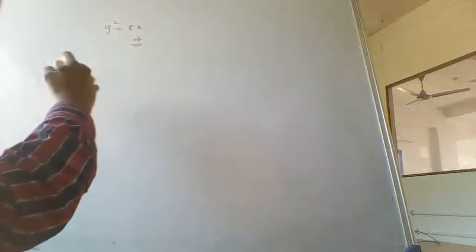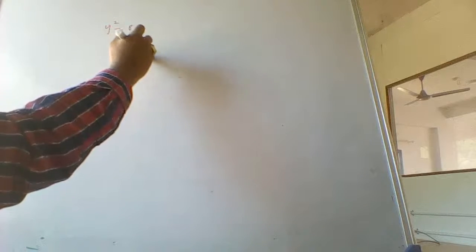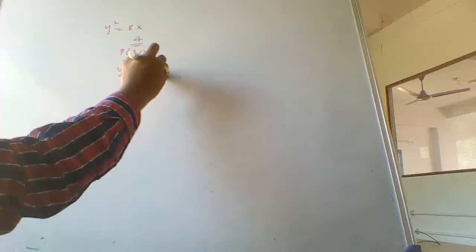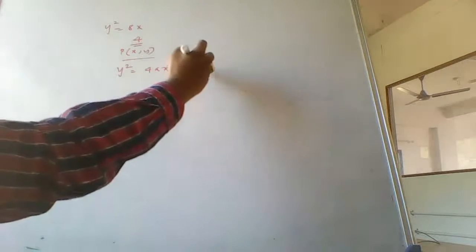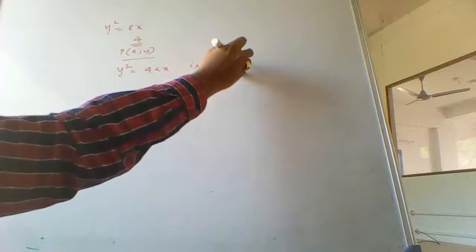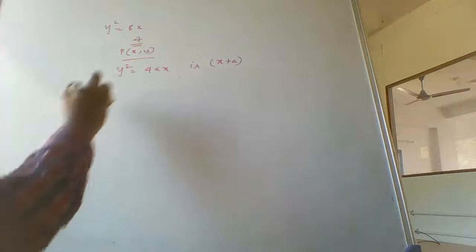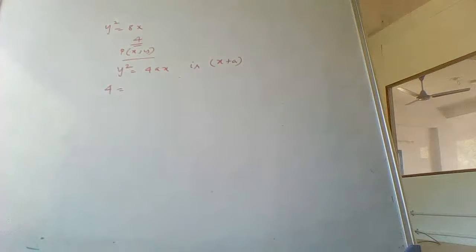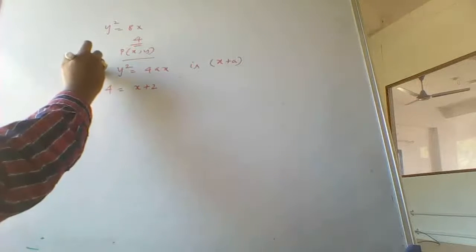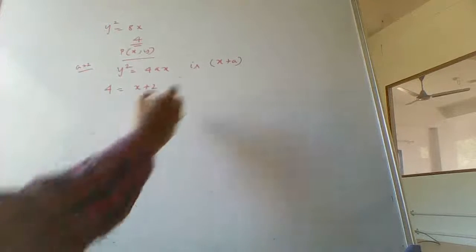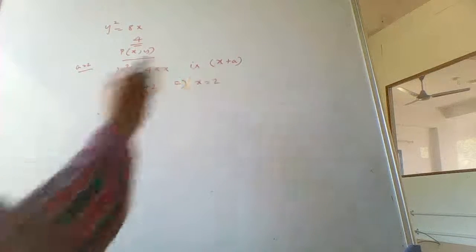And what will be the coordinates corresponding to the focal distance being at the point P of x comma y, if we consider the equation y square is equal to 4ax? So which is x plus a, which is x plus a. So 4 will be related with x plus 2, so a being 2. So this implies that x is equal to 2.